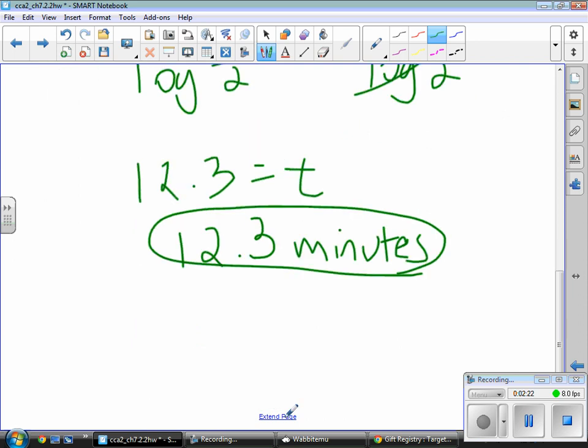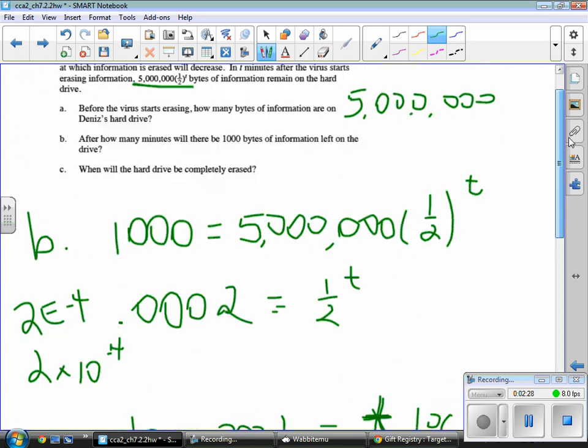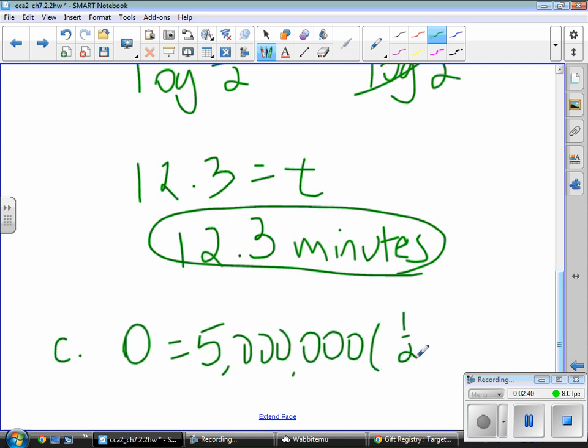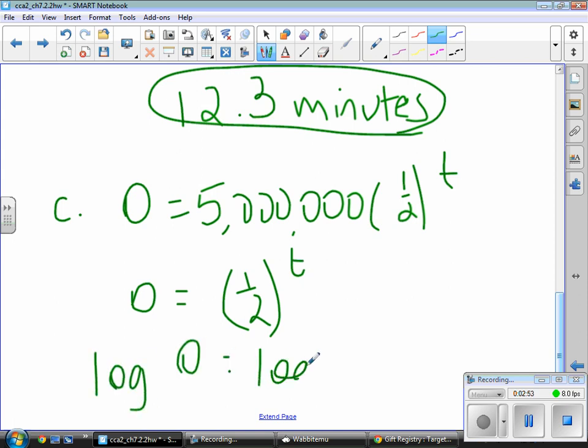Part C says, how long will it be before there's nothing left? Let's double check how that says. When will the hard drive be completely erased? That would be when there's 0 bytes left, right? So I'd have 0 equals 5 million times 1/2 to the t. We would divide by 5 million, so I'm left with 0 equals this. I'd add a log on both sides: log of 0 equals t times log of 1/2, and then I'd divide by log of 1/2.